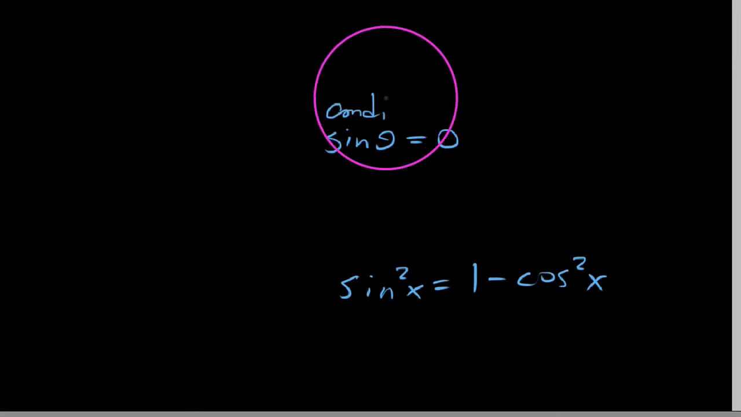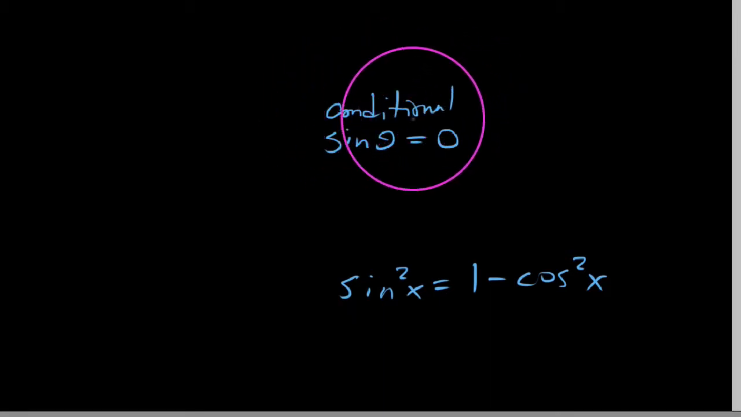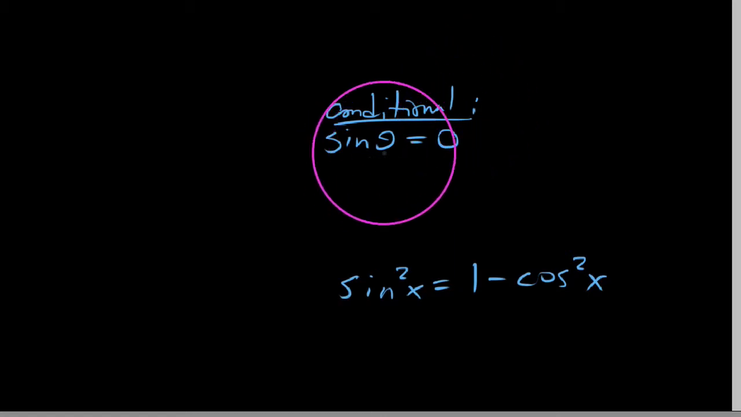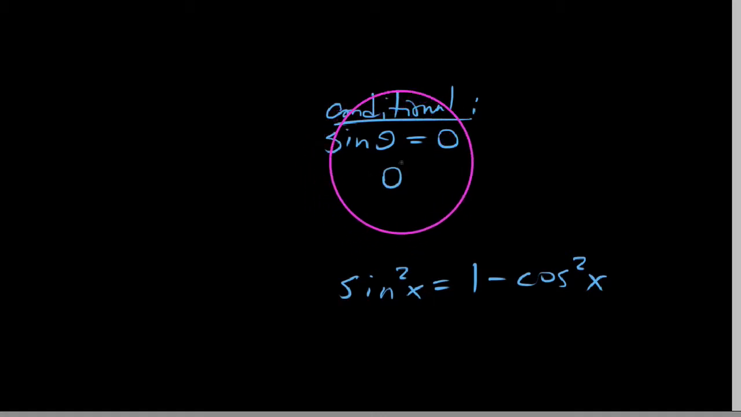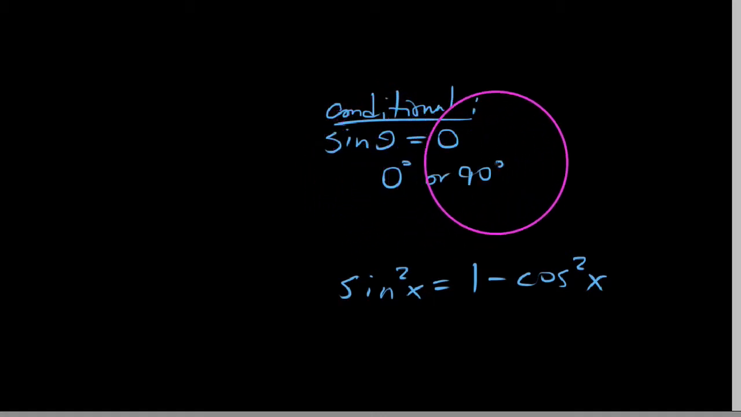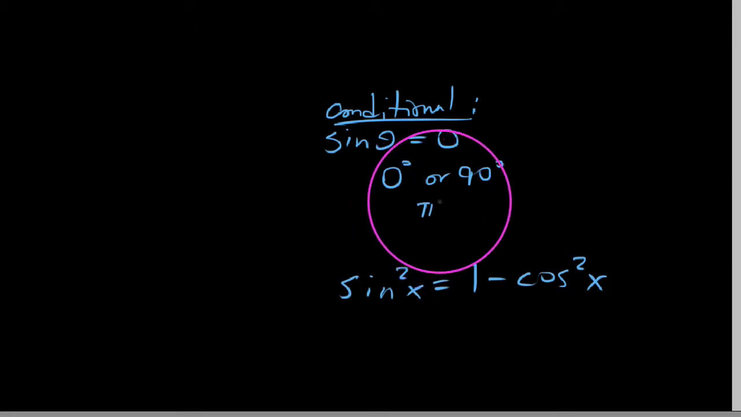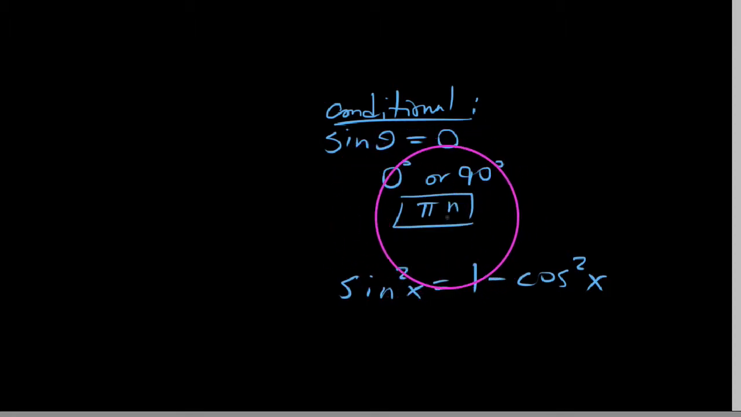And the reason why we say it's conditional is because it's only true for certain values of, in this case, theta. We're dealing with an input theta. So for example, if I said sine of theta equals 0, where would this be true? We could say 0 degrees or 90 degrees or any multiple of pi, pi n, if we're talking about radians. But that would make this true. It's not true for all things.